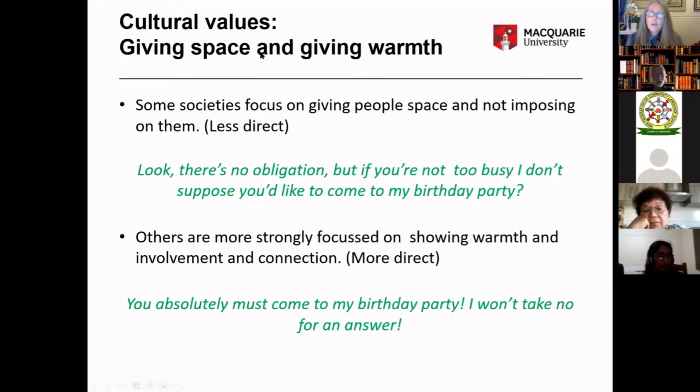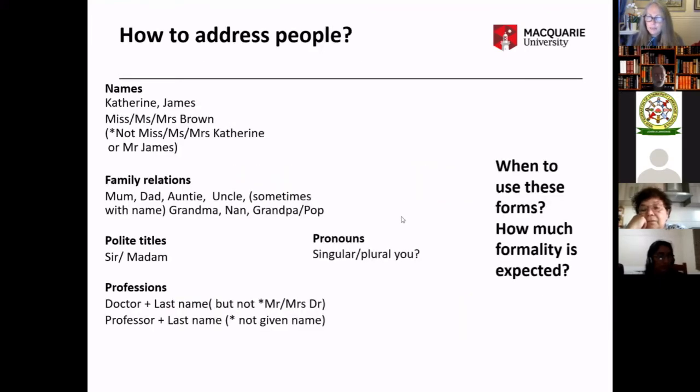Now, a lot of people already started talking about how to address people, right? What you call them. And I wanted to look at that in a little bit more detail now, about how we do it in English and how this might be different in the languages that you speak. So in English, we can address people by their given names. We can address them as Miss or Ms or Mrs or Mr. or whatever, but we don't use the title plus the given name. Okay, so people wouldn't call you Mrs.